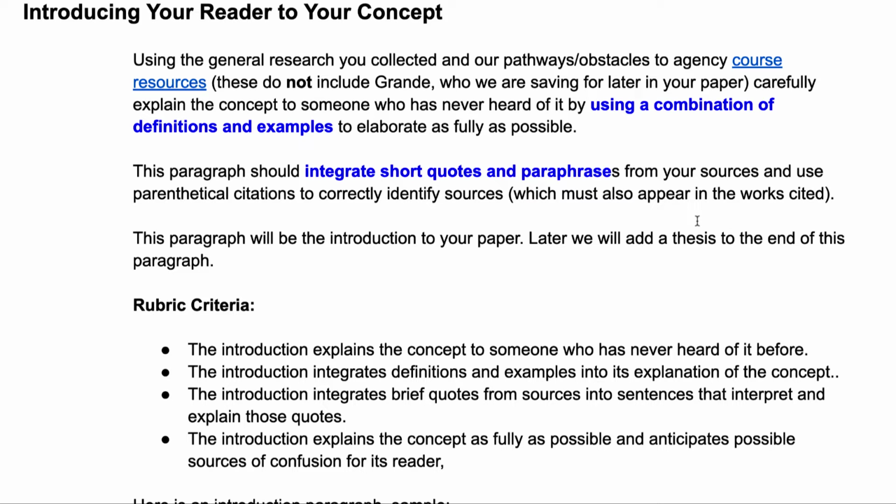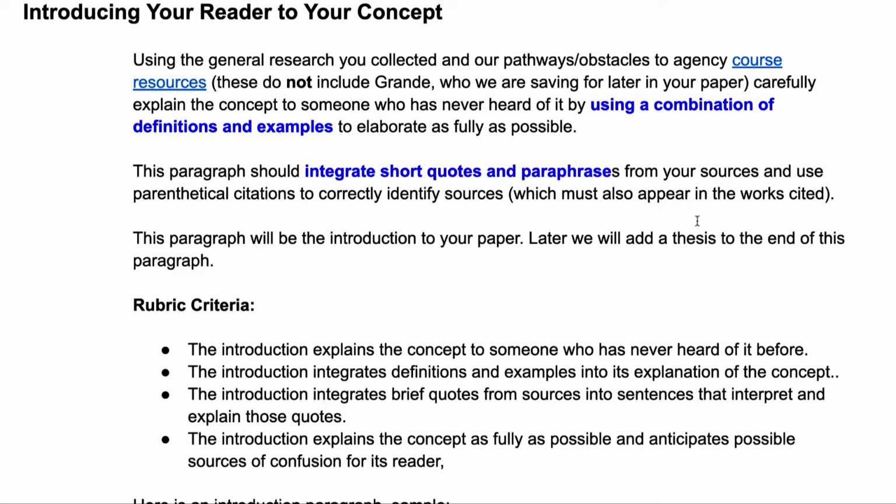We're going to explain our chosen concept to someone who's never heard of it using only our general web resources that we just found in our research and the course readings. We're saving the peer-reviewed article for its own paragraph. We're going to have a whole paragraph just about that peer-reviewed article. What we're doing here is a general intro.